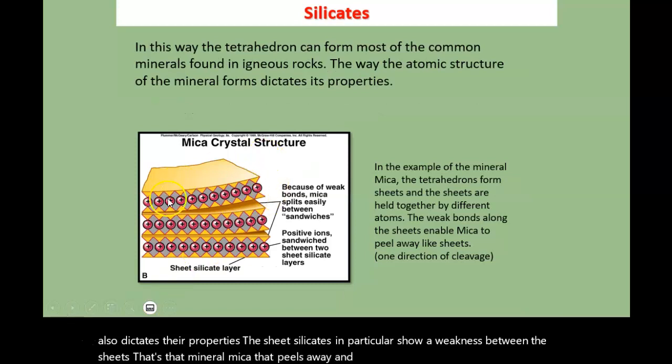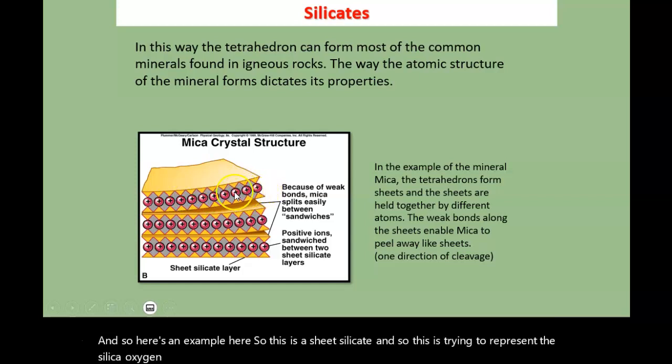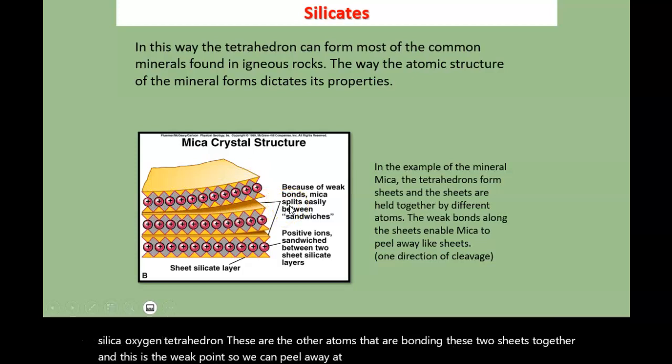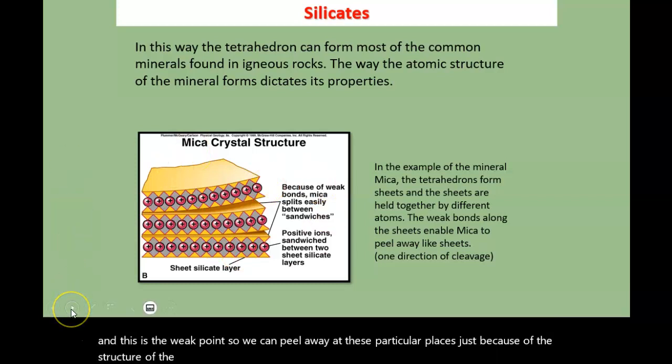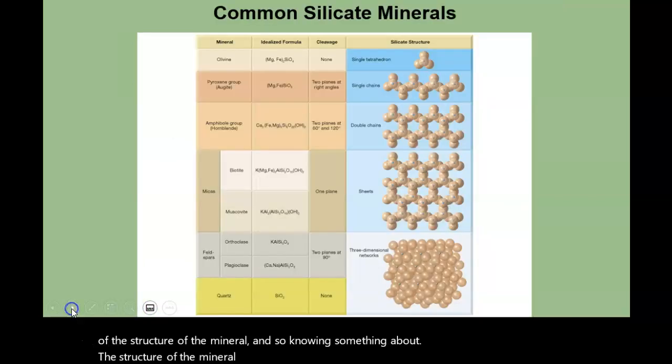And so here's an example here. So this is a sheet silicate. And so this is trying to represent the silica oxygen tetrahedron. These are the other atoms that are bonding these two sheets together. And this is the weak point. So we can peel away at these particular places just because of the structure of the mineral. And so knowing something about the structure of the mineral can tell us some of its properties.